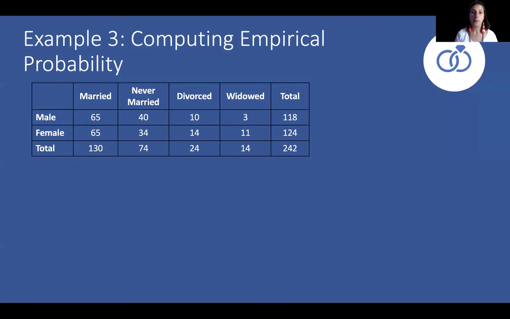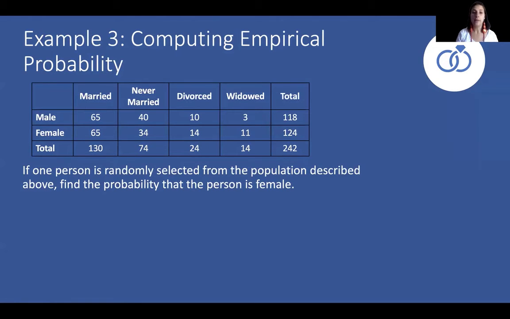Here we have an example. In this example, it looks like there was a questionnaire that asked 242 people for their gender, binary gender. They asked if they were married, never married, divorced, or widowed. And so we can ask lots of questions about this. One question we can ask is, what is the probability that a person selected is a female?